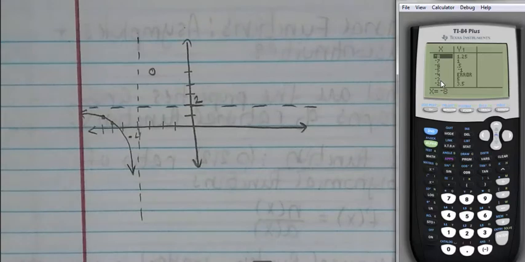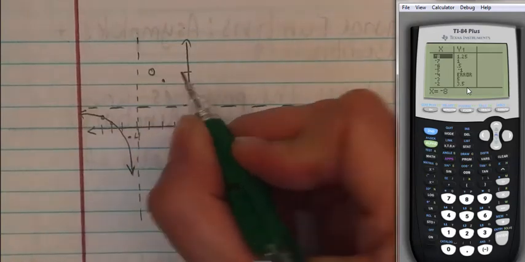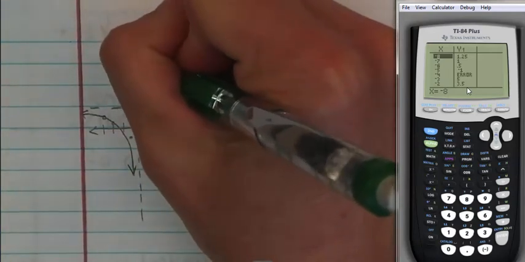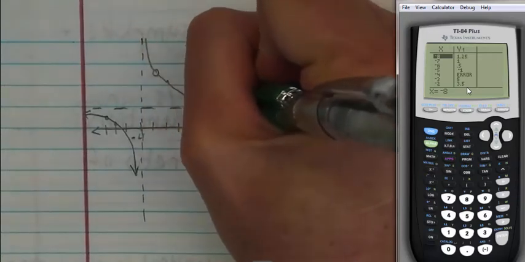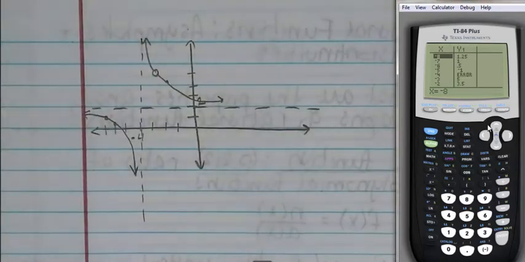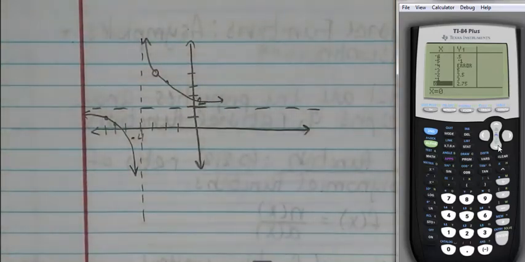So let's see what else we got here. So at -2, you can see I'm at 3.5. Something like that. Okay, so it's going to look something like that. Let's see, so at 0, 2.75. Yep, that's about right. Looks good.